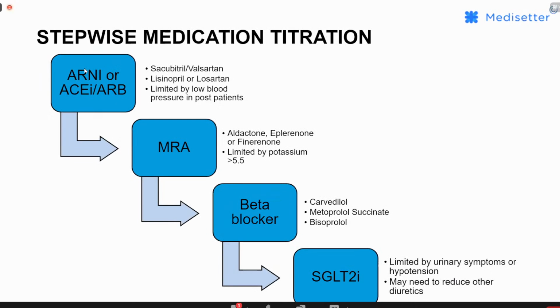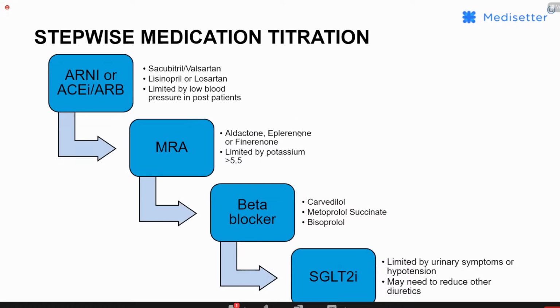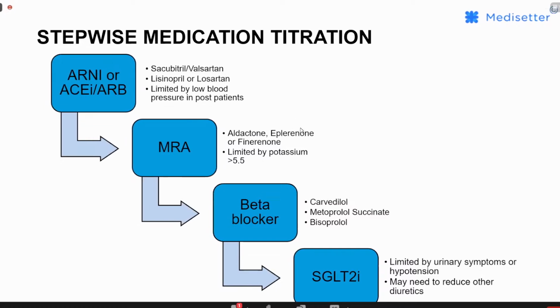And then after that, we start to use the mineralocorticoid receptor antagonists, such as aldactone or eplerenone, to help with cardiac remodeling.